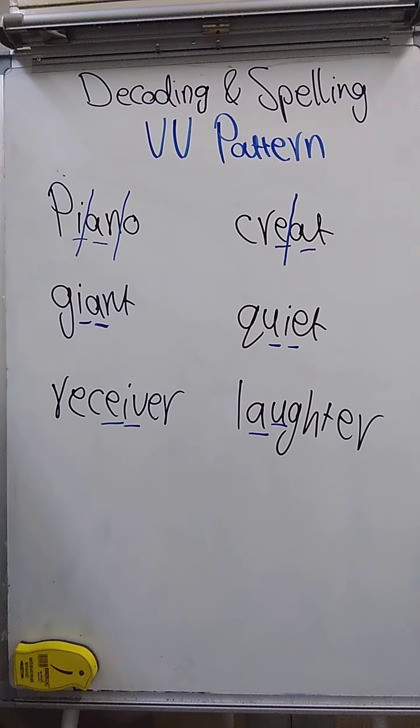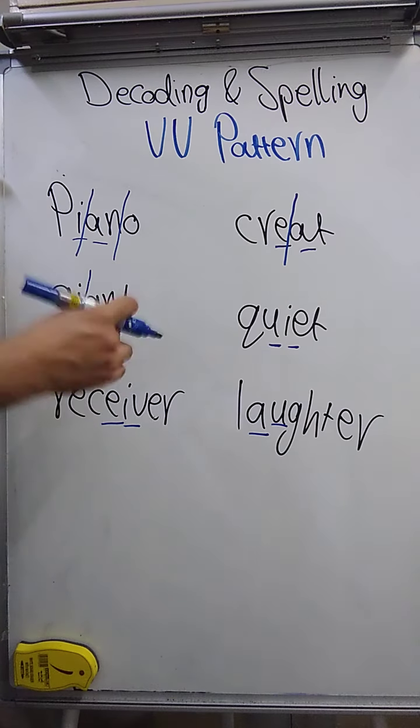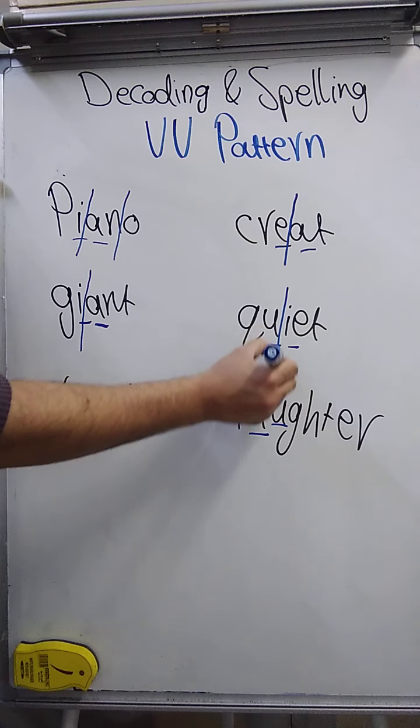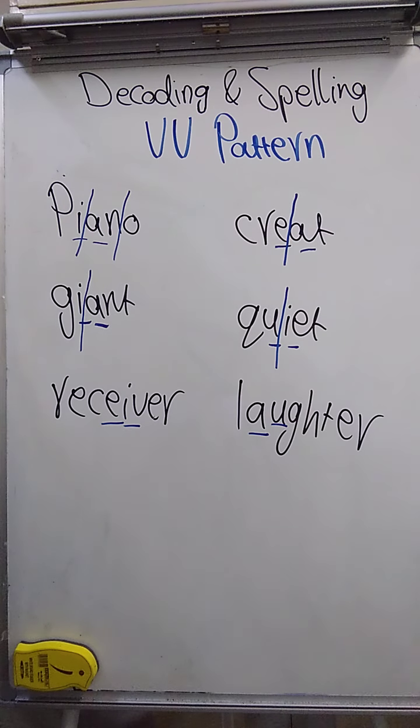Another example like giant. So I pronounce the I sound and I pronounce the A sound. So both vowels are pronounced. So that's why I'm going to divide them. Giant. Also, when I have quiet, I pronounce the two vowel sounds, okay?